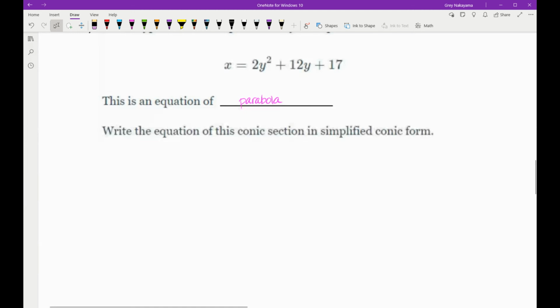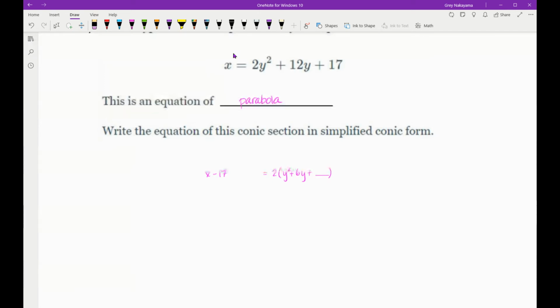Okay, so when you're doing that with a parabola, the first thing that you want to do is basically isolate the variable that's being squared. So I'm going to take this 17 to the other side. That's going to give me x minus 17. Okay, then on the other side, I'm going to factor out that 2. So I'm going to have parentheses. So when I factor it out, I'm going to have y squared, and then I'm going to have plus 6y, and then I'm going to complete the square and add a blank to that.